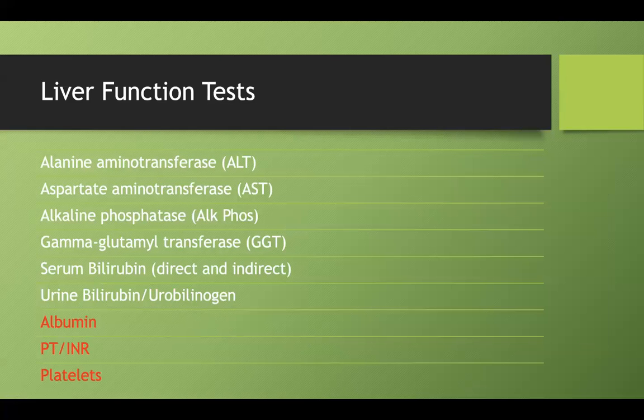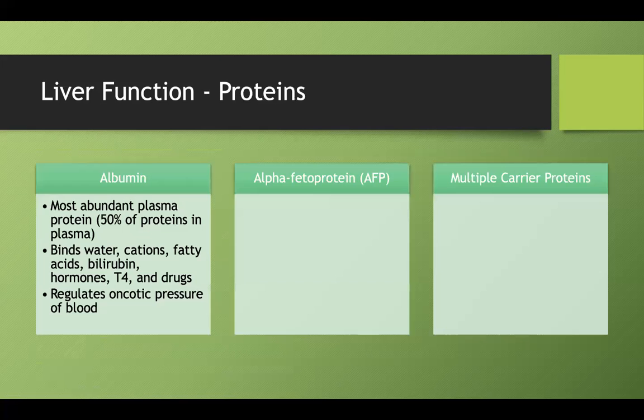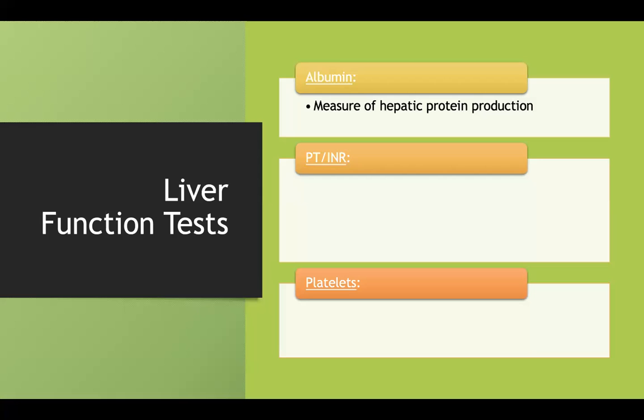The last section of liver function tests I want to group together are our synthetic liver function tests: albumin, PT-INR, and platelets. This can give us some rough idea of how well the liver is working. Let's go over this. Albumin is a pretty good indicator of hepatic protein production. Remember, we talked about albumin right here as one of the most important proteins that is produced by the liver. It should make some sense that if your liver's not functioning as well, if you have some sort of dysfunction, then your albumin levels will decrease.